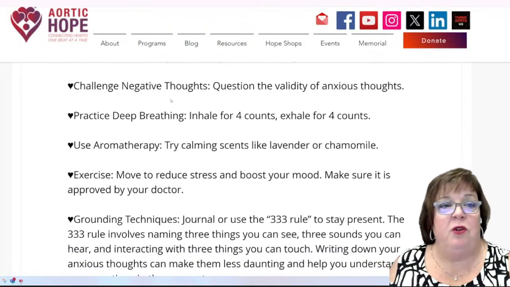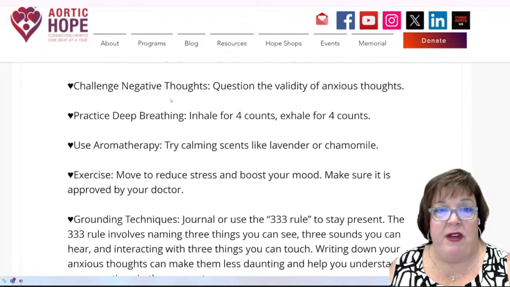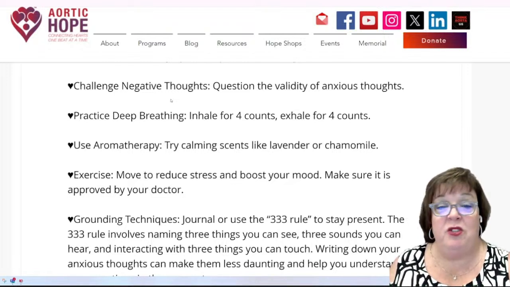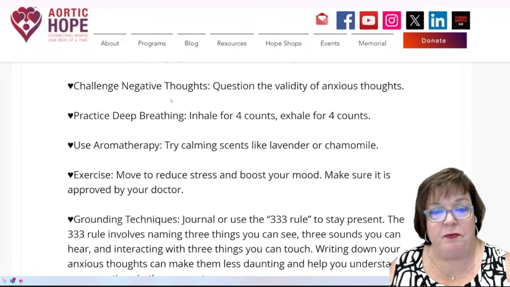Challenge negative thoughts. Question the validity of these anxious thoughts. Practice deep breathing. Inhale for 4 counts, exhale for 4 counts. Use aromatherapy. Try calming scents like lavender or chamomile. For me, any scents work. As long as it smells good, it's definitely going to be relaxing. Exercise. Move to reduce stress and boost your mood. Make sure it is approved by your doctor.